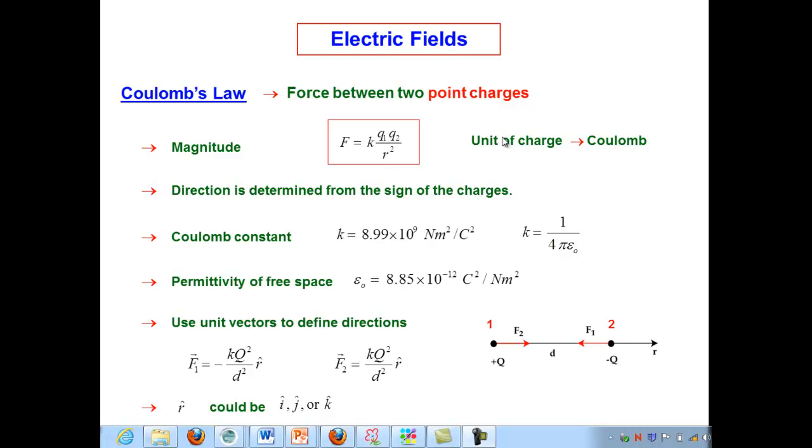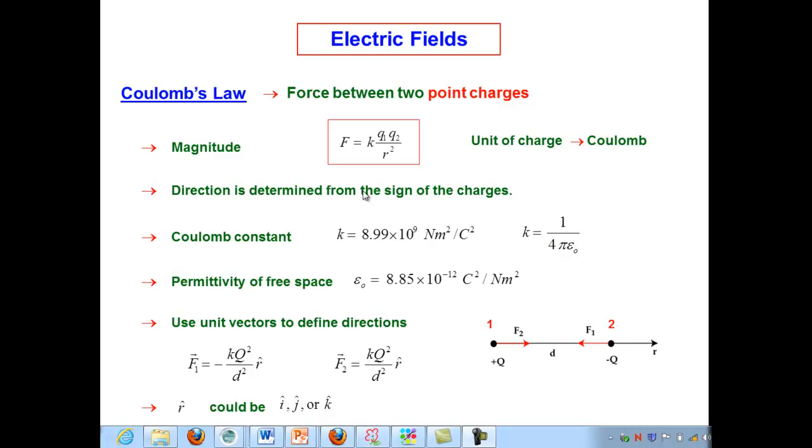But let me just say at the outset that the unit of charge in the International Unit System is the coulomb. If we use charges in coulombs and the distance r in meters, and the proportionality constant is in newton meter squared per coulomb squared, then the force will be in newtons.